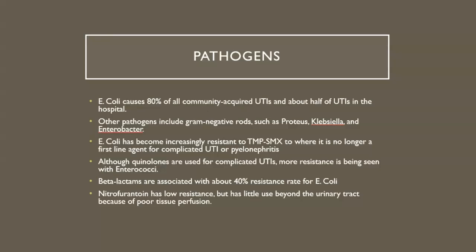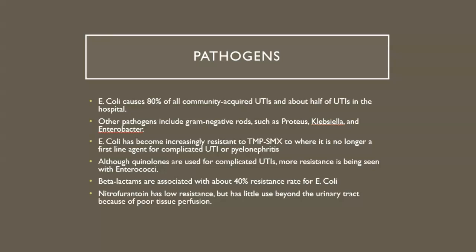I just wanted to briefly discuss some of the more common pathogens that cause UTIs. E. coli causes about 80% of all of the community-acquired UTIs and about half of the UTIs in the hospital. I did include some other pathogens there, like Klebsiella. I know a lot of you have probably heard of that, or Proteus. E. coli is becoming increasingly resistant to Bactrim, to where it's no longer a first-line agent, which is unfortunate because it does limit us, and that's another reason why we need to be good stewards of our antibiotics.